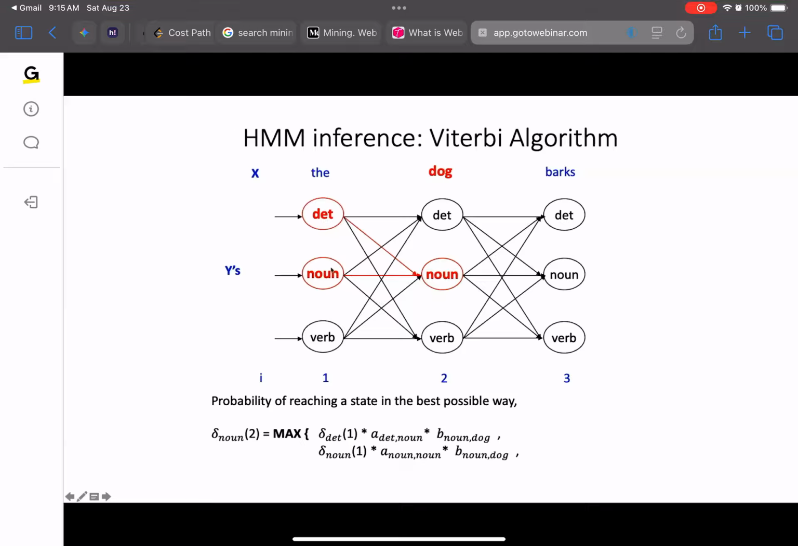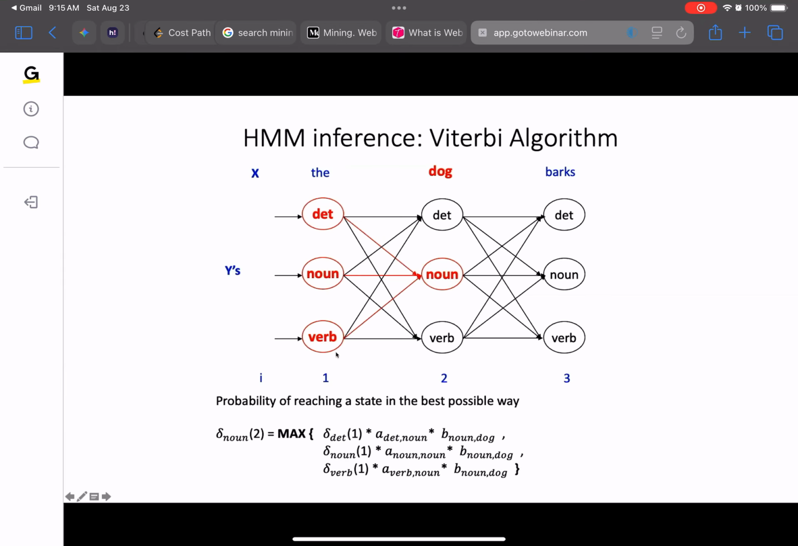The other possibility is reaching from the state noun to noun, while in the previous state emitting the symbol the. This is represented by this particular term, being the initial probability, the previous delta of noun times the transition probability and the emission probability here. Similarly, we can compute the path associated with verb to noun using this equation. So out of these 3, we have to find the best possible path.